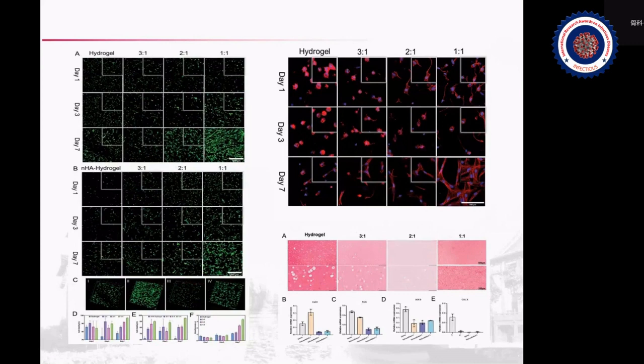Alizarin red staining was used to investigate the osteogenic differentiation ability of hydrogel-coated BMSCs. Calcium nodules and NHA particles formed by BMSCs in the upper and bottom layers of the scaffold were stained red.